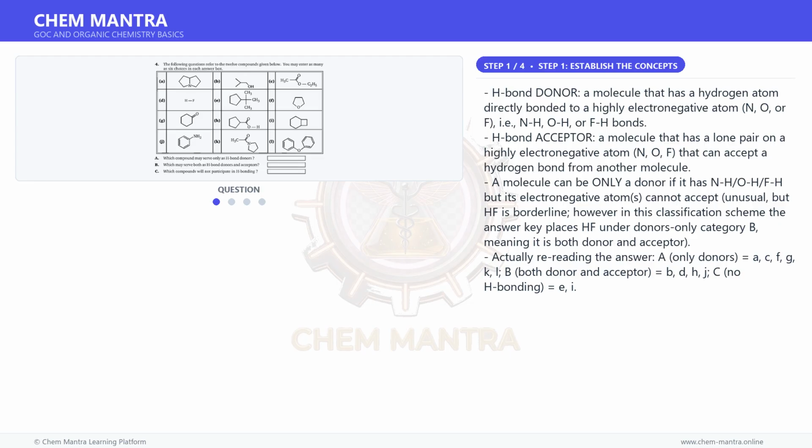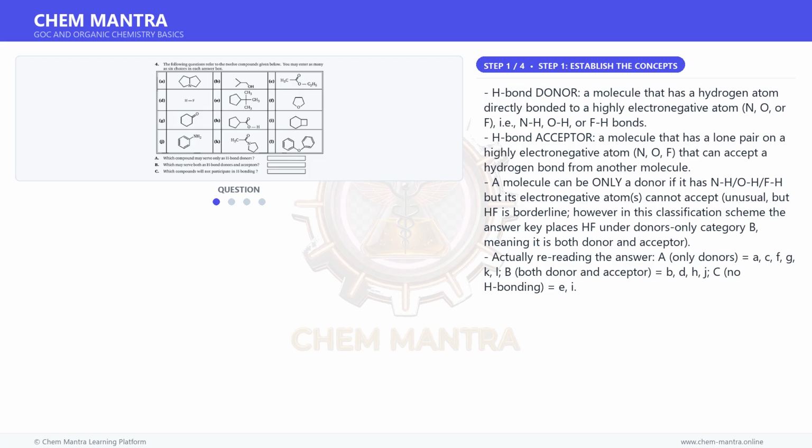H-bond donor: a molecule that has a hydrogen atom directly bonded to a highly electronegative atom, N, O, or F, i.e., NH, OH, or FH bonds. H-bond acceptor: a molecule that has a lone pair on a highly electronegative atom, N, O, F, that can accept a hydrogen bond from another molecule. A molecule can be only a donor if it has NH, OH, FH, but its electronegative atoms cannot accept. Unusual, but HF is borderline.